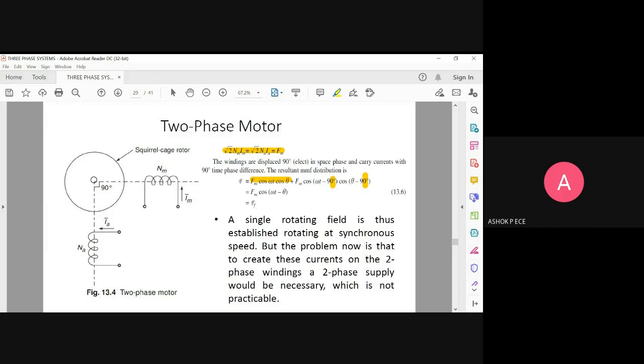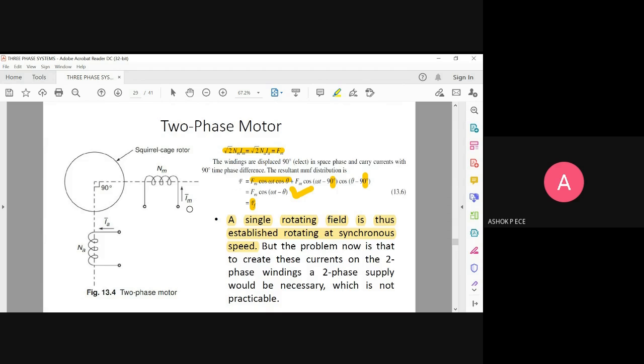Since it is 90 degrees away, it is lagging, correct? So because it is lagging, you put a minus 90. Then you apply the formula for cos A cos B, the same way as the previous thing. Here also apply the formula. When you simplify, you get F is equal to Fm cos (omega t minus theta). So you get only one component. This is going to be your forward field. So when you have a two-phase coil, you have only a single field rotating. This makes your job very simple because only one field is rotating.